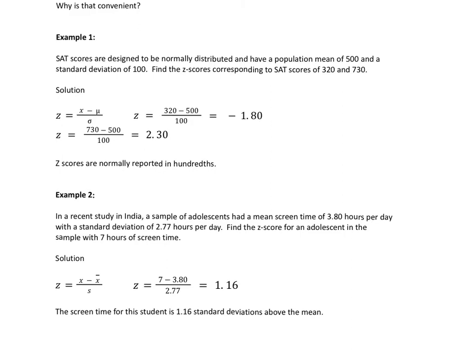And for the 730, same process. That's 230 points above the mean with a standard deviation of 100. That means you're 2.30 standard deviations above the mean, and that's what a z-score is. Okay, and it does have a note here that z-scores are normally reported in hundredths. So round to the second place after the decimal.